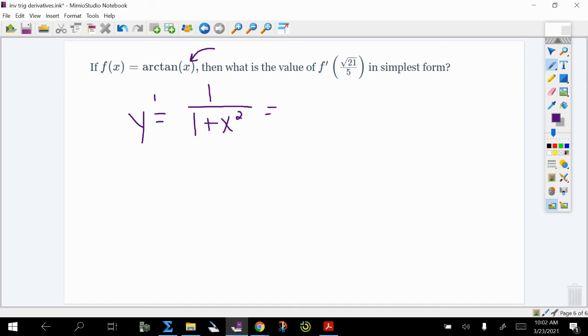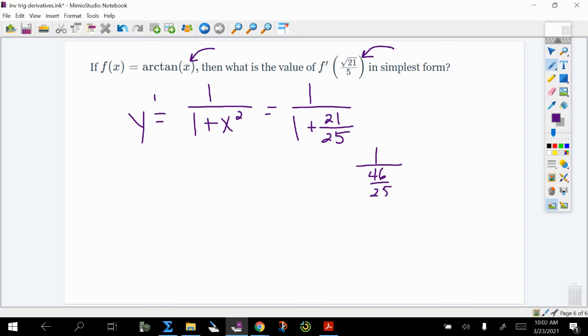And then you're going to put in your value for x and square it. So you will have a lot of things that start with a square root, because when you plug them in, you're going to get squared. So you're going to have the square root of 21 squared is just 21, over 5 squared is 25. So what do we get here? We get 1 plus 21 25ths, which is going to be 46 25ths.